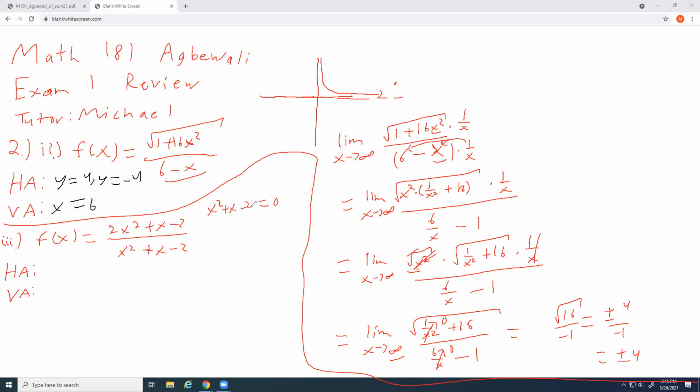Could someone factor this for me? What does the x squared plus x minus 2 factor to? x plus 1, x minus 1, close. If we had an x plus 1, x minus 1, that corresponds to x squared minus 1. That's a difference of squares.